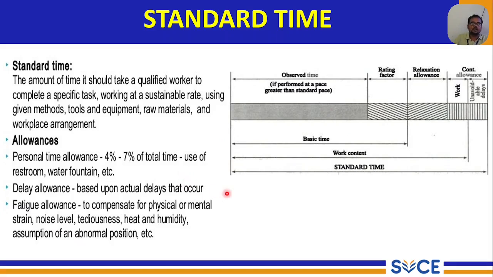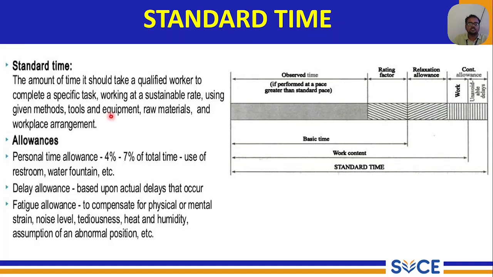Next is your standard time. So how do you measure your standard time? Standard time is the amount of time for a qualified worker to complete a specific task working at a sustainable rate using the given methods and workplace arrangement. It is similar to measuring your standard time of doing a work for a particular worker at ideal conditions. When your condition is ideal, you have all the required equipment, all the raw materials, all the methods in place, and the worker is also fully qualified and highly skilled, then you have to calculate the time which the particular worker is taking to complete the job.